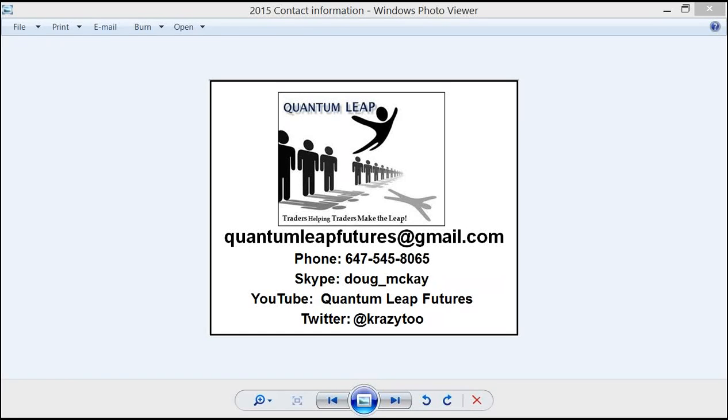Good morning, everyone, and welcome to the Quantum Leap Futures Morning Leap. This is our pre-market trade plan setup session. This is where we take a look at the market, macro to micro, the structure of the market, and then drill down to our trade levels and our hypotheses and targets for the day.